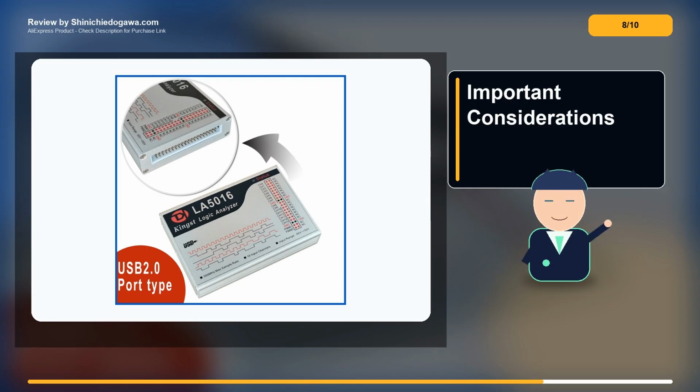Before you invest, consider your signal voltage levels and bandwidth requirements. While this device is excellent for digital signals, it is not a replacement for an oscilloscope if you need to view analog noise, rise times, or voltage fluctuations. Always ensure your probe connections are secure to avoid signal crosstalk.